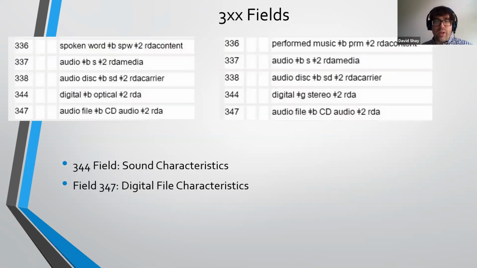Here we have some 3XX fields for your spoken word audiobook and your performed music. I've also included your 344s, your sound characteristics, and your 347 digital file characteristics, which should be fairly similar for all of them. So for 336, spoken word, audio disc, versus 336, performed music.